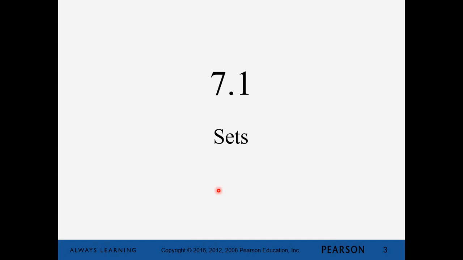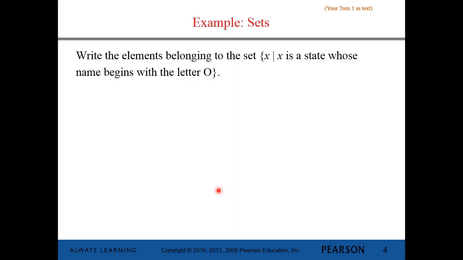So 7.1 is all about what sets are. These are just sets of objects. Could be anything, right? So we can write an element belonging to a particular set. A set is a collection of objects, and you can define the objects as whatever you want: jelly beans, numbers, shoes, candy, whatever the case may be.